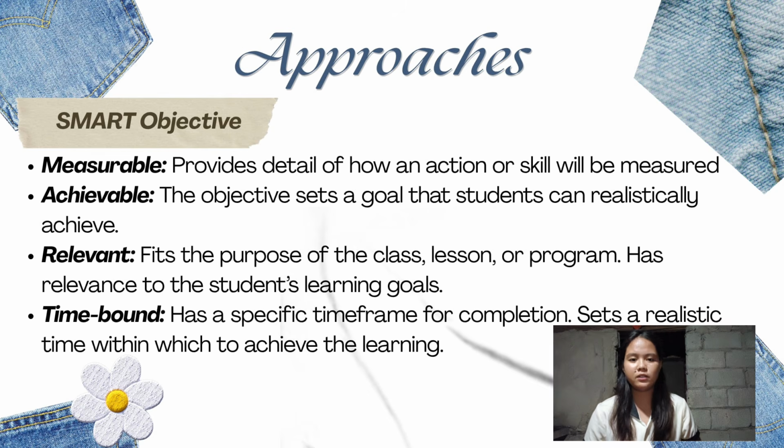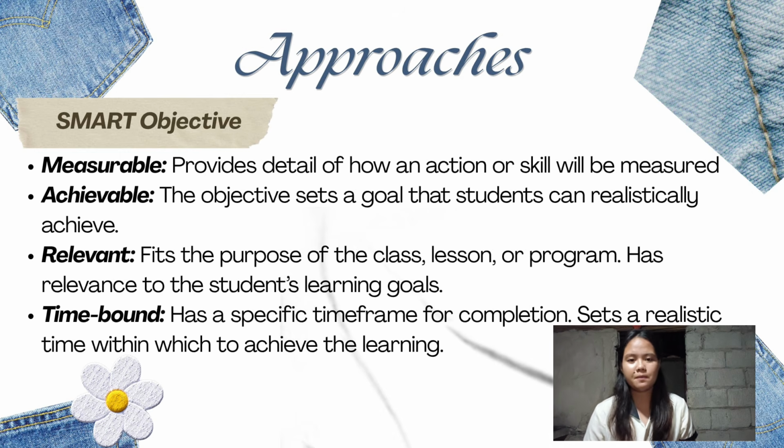Third is achievable. This means that the objective should be something students can realistically accomplish. For example, if we give students a very difficult task that would normally take 1 week, but we expect them to finish it in 5 minutes, that probably isn't very achievable, right? We need to consider the student's level, the time available, and the difficulty of the task.